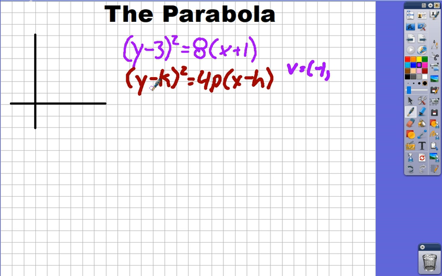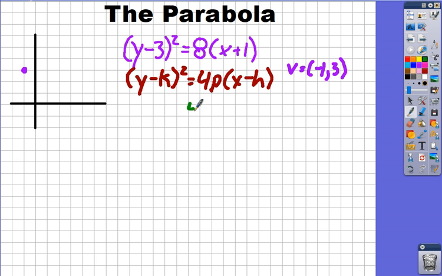value is also in that y minus k form. So it being the opposite of what we see, y minus a positive 3. So we see that our vertex is now at -1, comma 3, right about there. There's our vertex. Now the other thing we can figure out is the focus and the directrix.